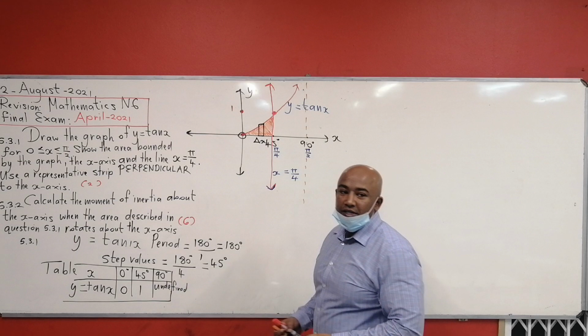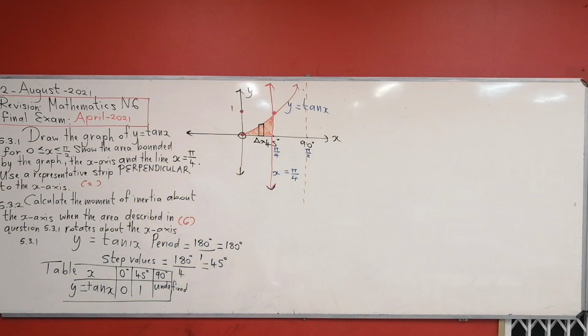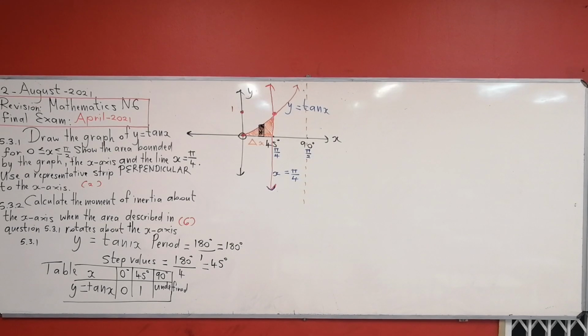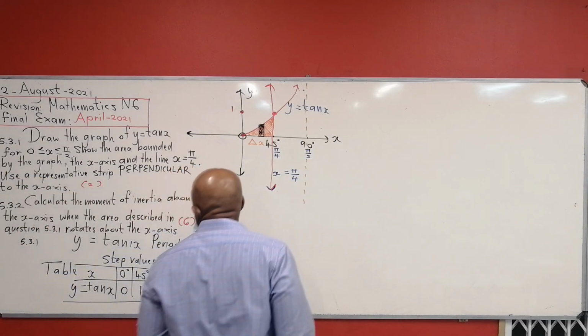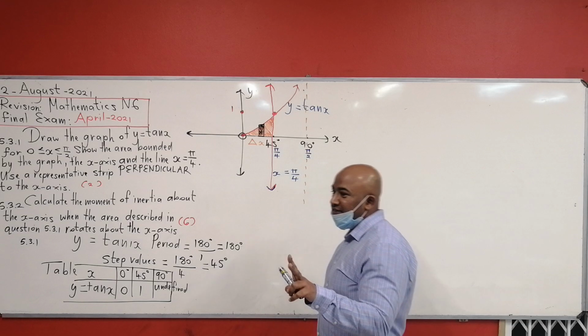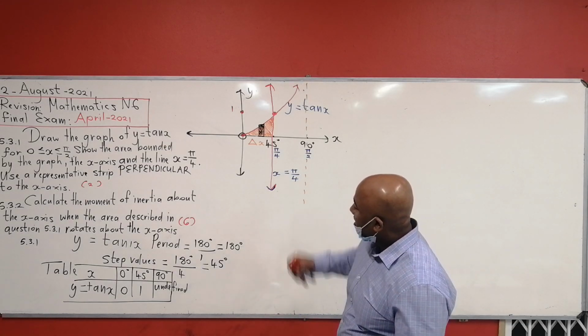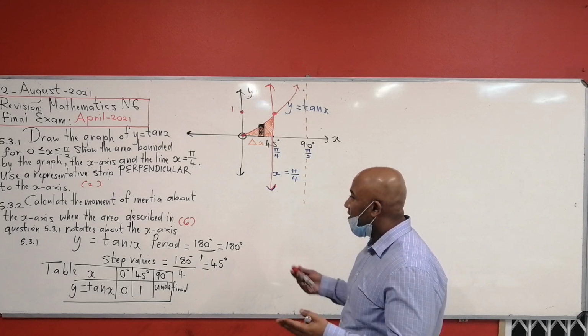So here is my representative strip perpendicular to the x-axis. You can see that. Right, so that is just 2 marks. We got our graph. We can see the enclosed area.